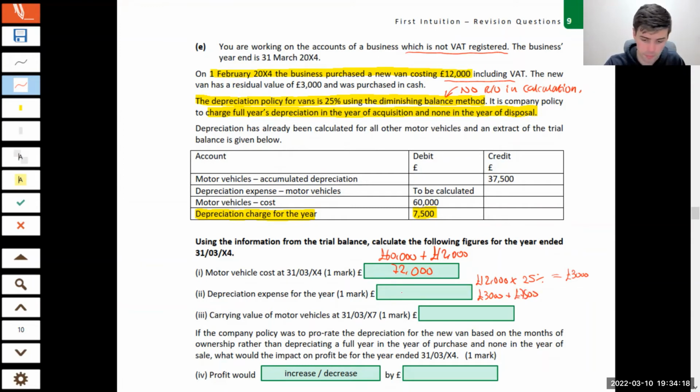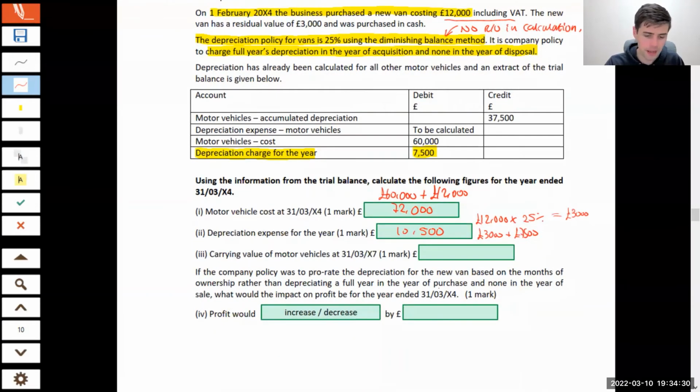Gives me a total of 10,500. So the overall charge for the year on all my assets has come to £10,500, okay? Next question, saying carrying value of the motor vehicles. I'm going to change that to 1/4 because this question has been altered in the notes, so I'll keep it all nice and uniform.